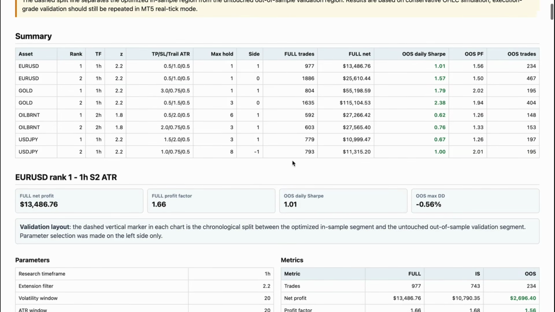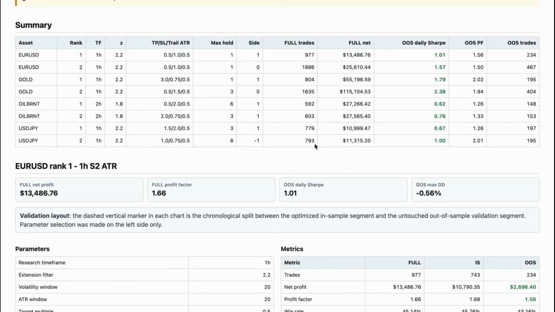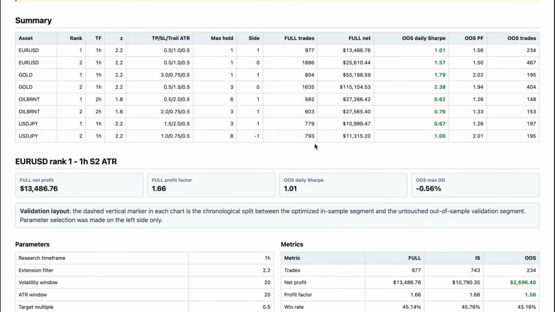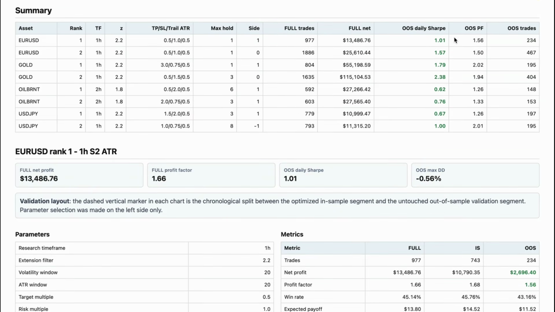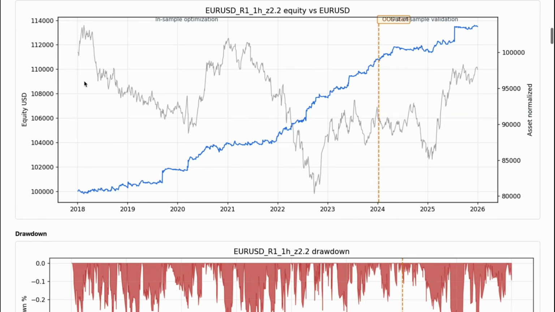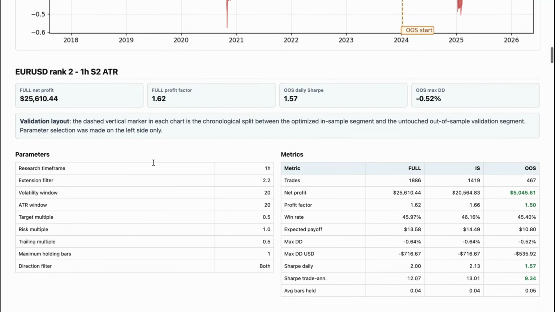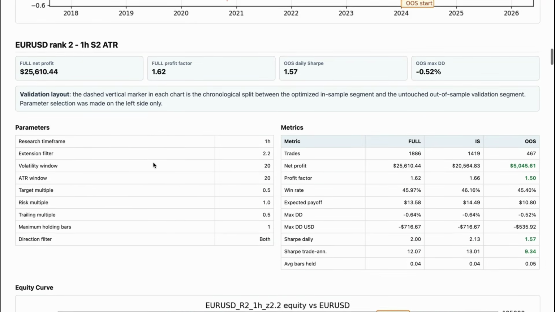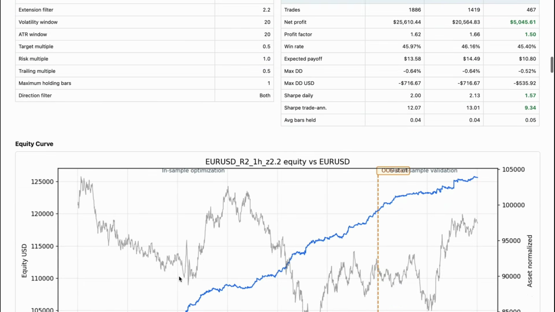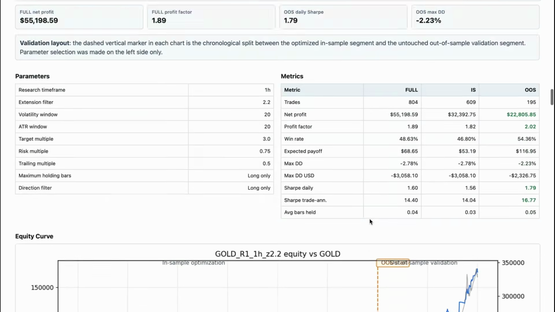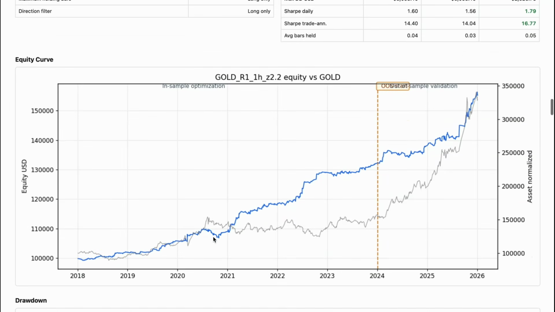Okay, so all of them have more than 300 trades, so that's still good. And then we have the Sharpe ratio. In this case, gold was really good, but of course, because gold did an insane performance from 2024 till now, in this case it was the second rank, still really good. And then we have in this case gold.